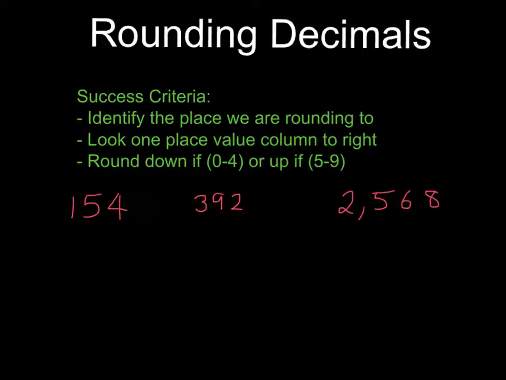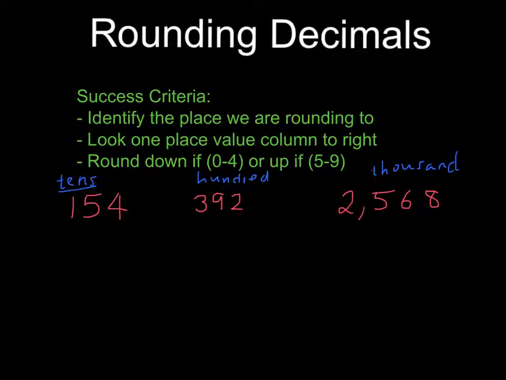So we're rounding off to the nearest ones, tens, hundreds, thousands, tenths, hundredths. Is it the second decimal place, third decimal place? We'll get to that in a second. We then need to look one place value column to the right. Then, if the digit in that place is a 0 to 4, we round down. Or if the digit is 5 or higher, then we round up. Okay, let's have a look at some examples.